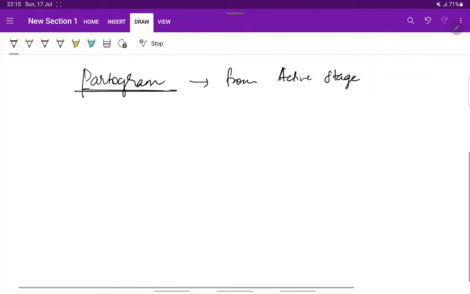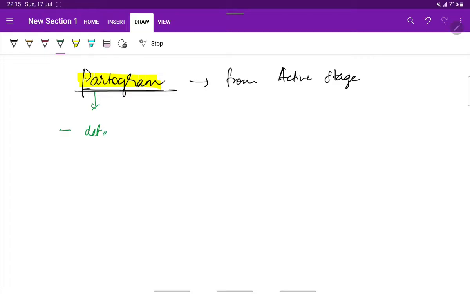So now let's see about the partogram. By plotting a partogram, we can detect a delay in labor at any stage and thereby provide prompt treatment to avoid any complications. As we have already seen, partogram is plotted from the active stage of the first stage of labor, that is after 4 centimeters of cervical dilation.